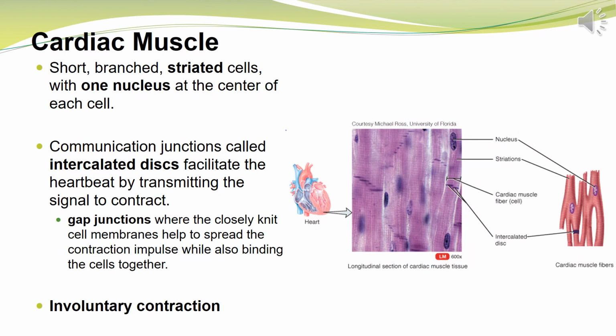The third and final type of muscle tissue is the cardiac muscle. And this tissue contains short, branched, striated cells with only one nucleus at the center of each cell. And you can see how these cells are arranged over in the picture at your right.